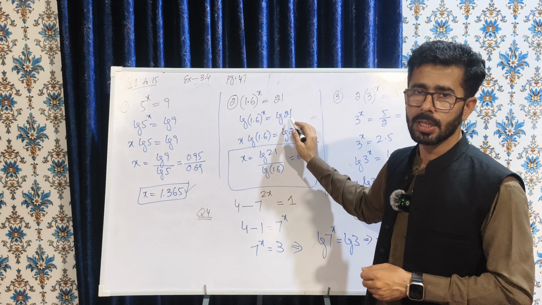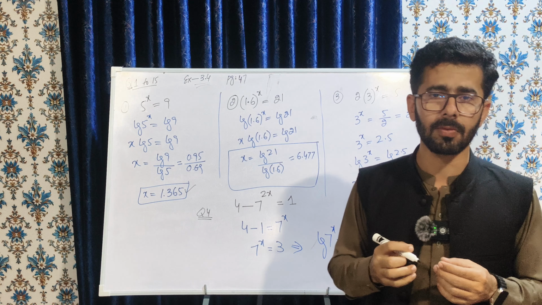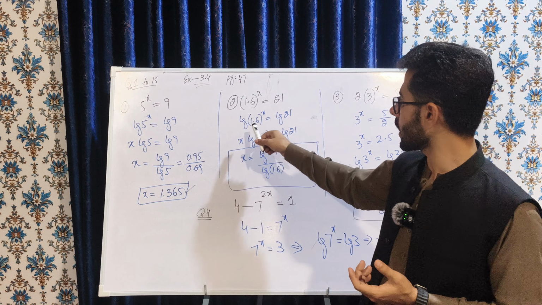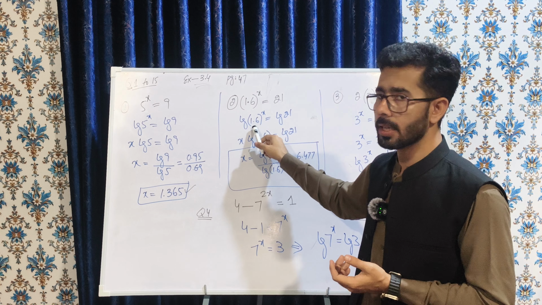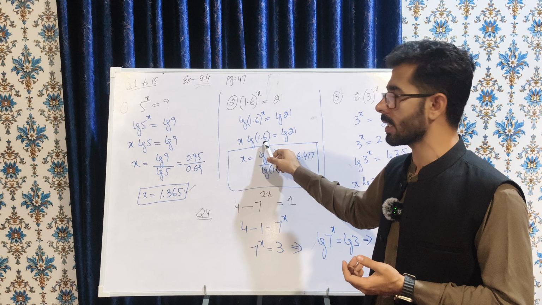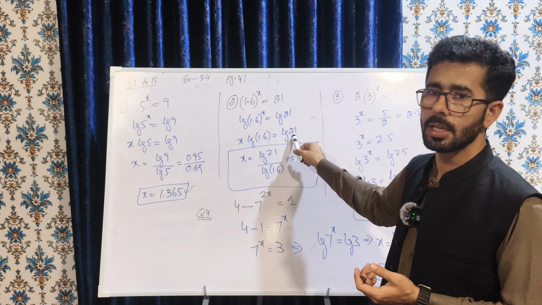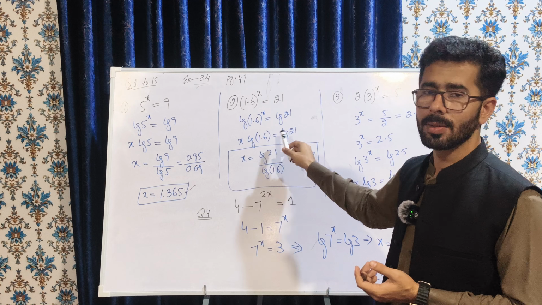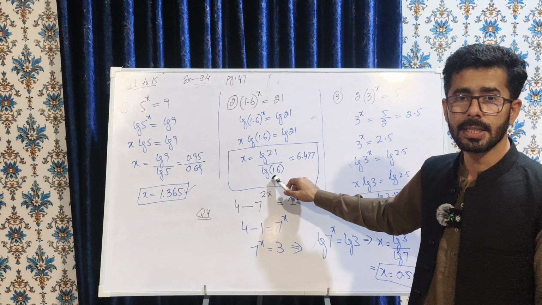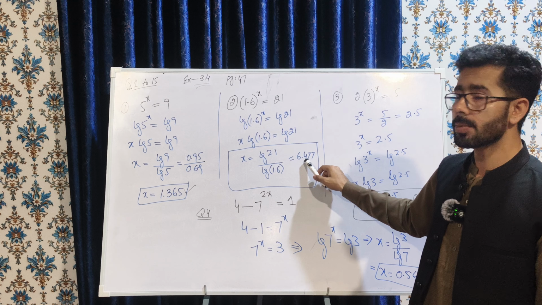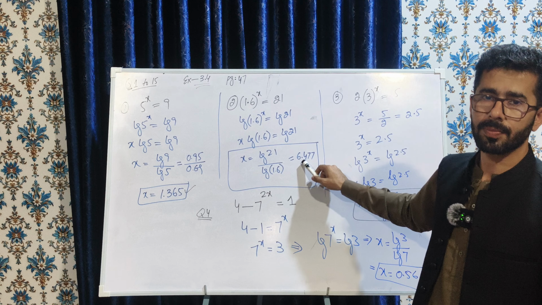We take LG on both sides. LG is the common logarithm with base 10. So we take log on both sides. That converts this exponential into x times LG 1.6 equals LG 21. We divide by LG 1.6 on both sides. We get x equals LG 21 divided by LG 1.6, the value of which becomes 6.477.